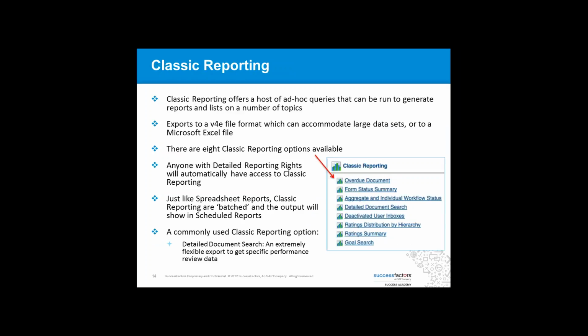And then coming to classic reporting, you can create, or you can make it as an ad hoc query and generate reports on many topics, and it can accommodate large data. And there are 8 types of classic reports: overdue, document, form status summary, individual workflow status, detailed document search, deactivated users inboxes, rating distribution by hierarchy, rating summary, and goal search.